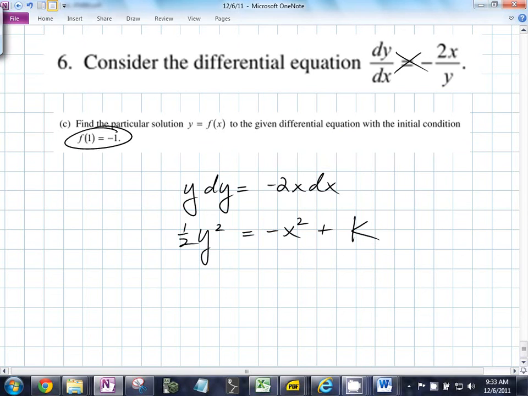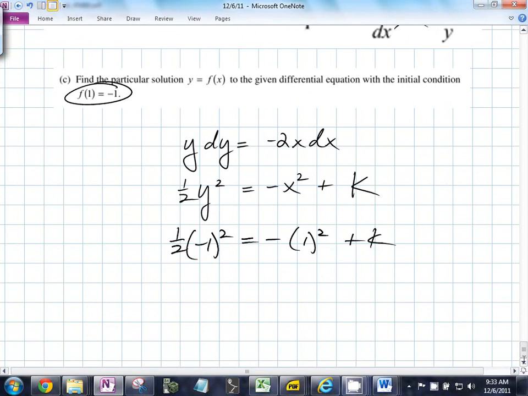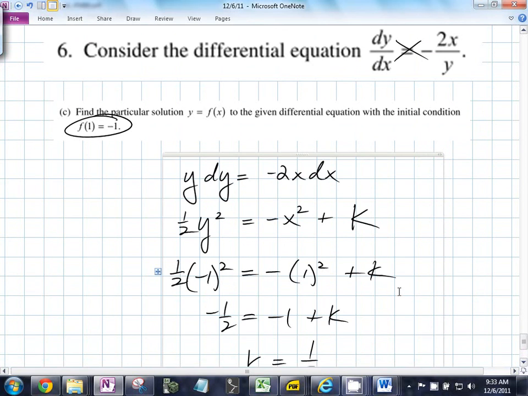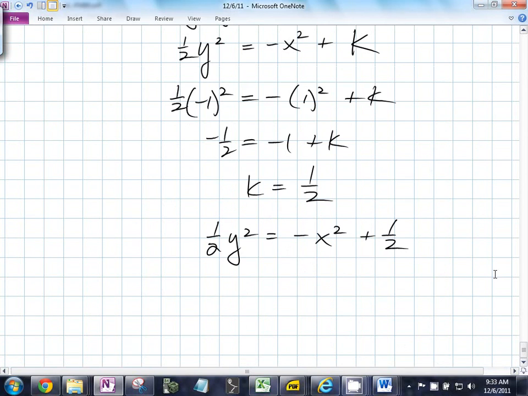So what do you get for an equation? 1/2 y squared is equal to negative x squared plus 1/2. What does this ask you for, though? It says find the particular solution y equals f of x. So what do we need to solve for? Isolate y. So y squared is equal to negative 2x squared plus 1. So y is equal to plus or minus the square root of negative 2x squared plus 1. That is two of them. You need to choose one of them. How do you choose which one?